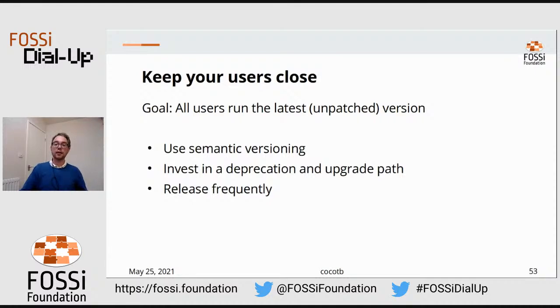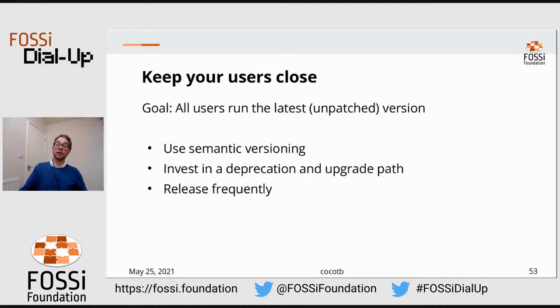Keeping users close is something that is very, very hard to do, but very essential. So what you want to do is that all users run the latest unpatched version. That is the goal, but is almost an impossible goal. But there's some ways to get closer to that. Use semantic versioning, like a point release is something that is not expected to break existing test benches. A major release is expected to do so.